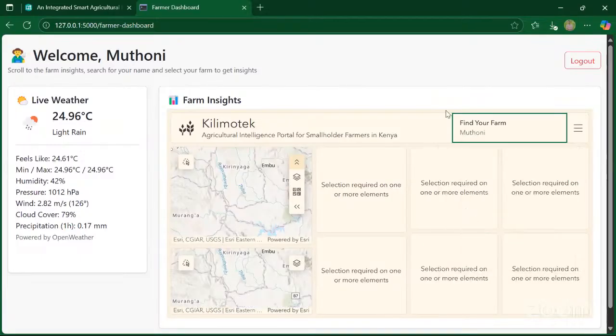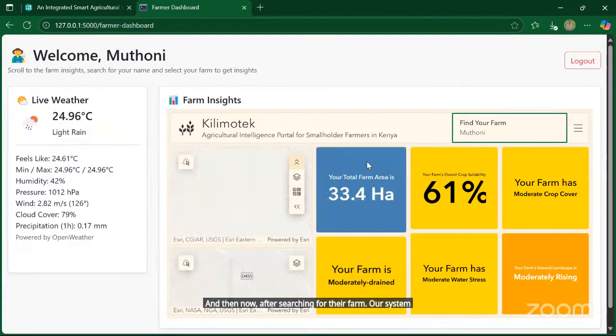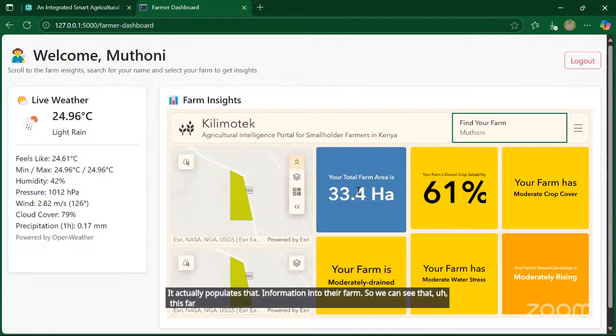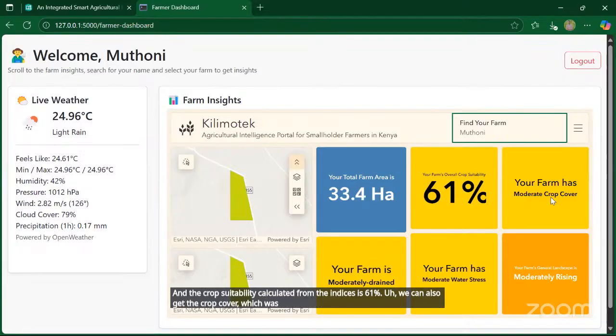And then now, after searching for their farm, our system populates that information into their farm. So we can see that this farmer Mudhoni has the total, his farm has this area, 34 hectares, and the crop suitability calculated from the indices is 61%.